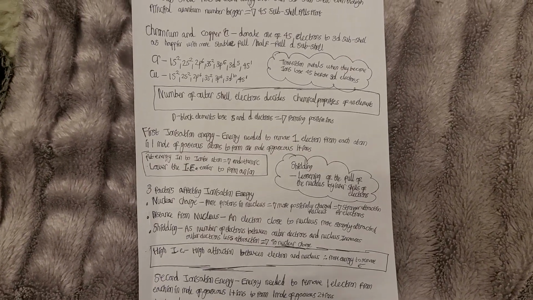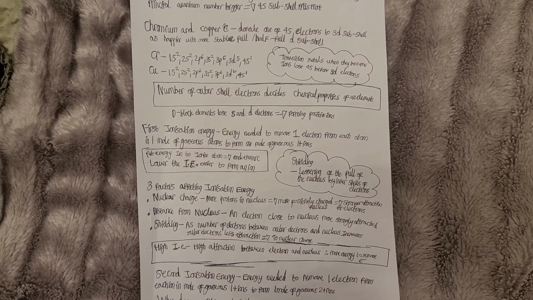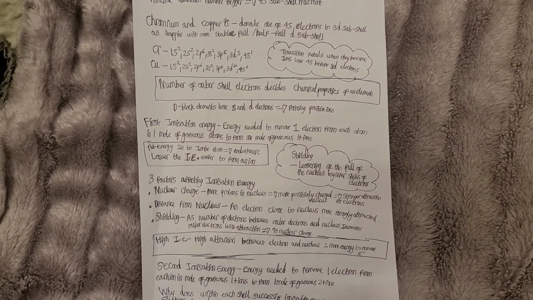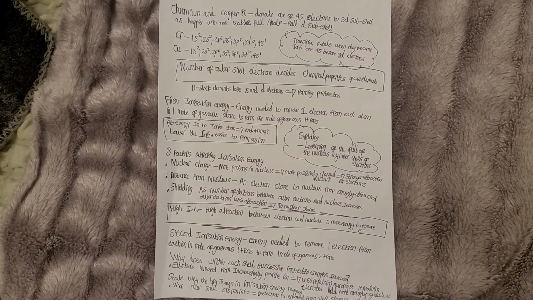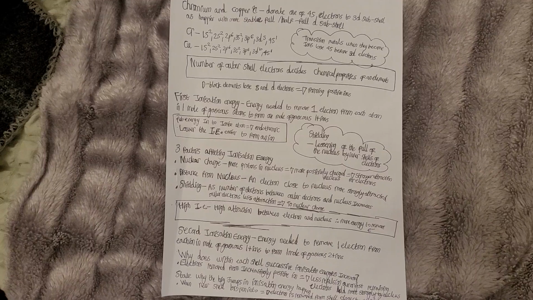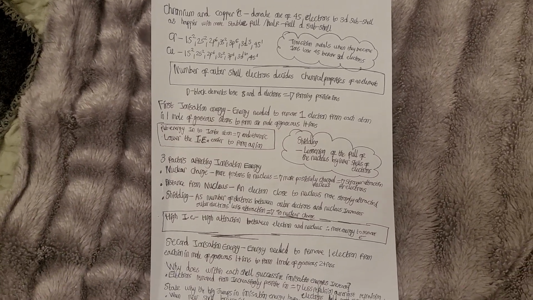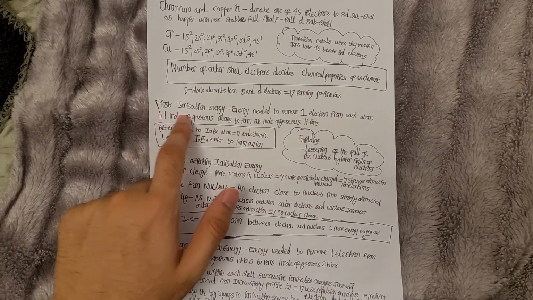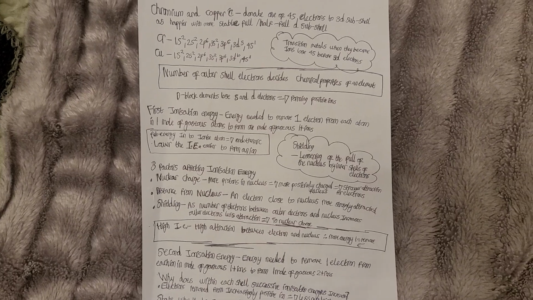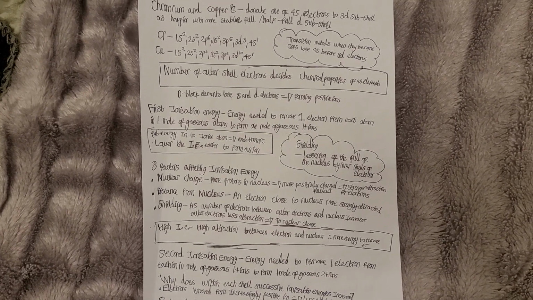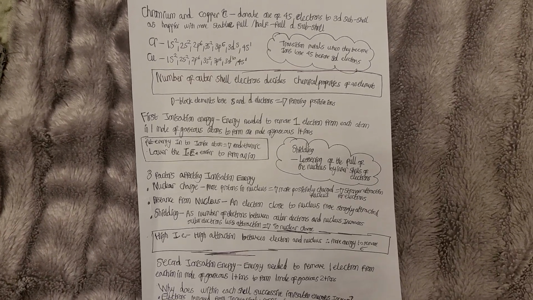First ionization energy: the energy needed to remove 1 electron from each atom in 1 mole of gaseous atoms to form 1 mole of gaseous 1+ ions. These definitions are very imperative to learn because they give you so much deeper understanding of what it is. With one electron, it has to be in the gaseous state to form 1 mole of gaseous 1+ ions. Just by memorizing the definition, you know all of that. You have to put energy in to ionize the atom, therefore it's always going to be endothermic.